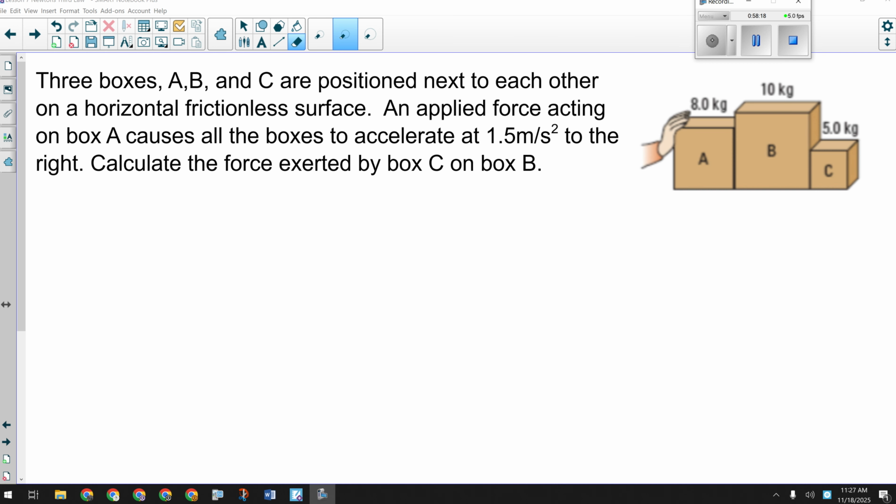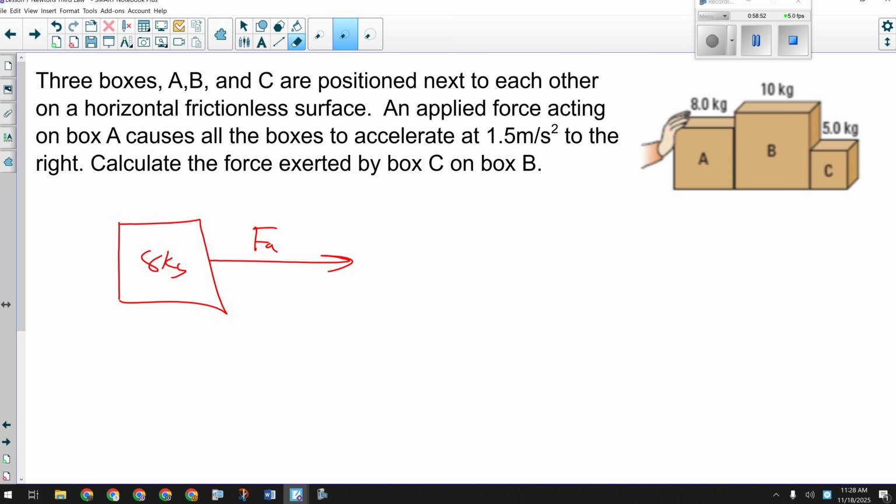Is there anything to do with the first box that's going to help me here? Not really, right? If I'm looking at box A, I know it's 8 kilograms. There's the applied force acting on the entire system, pushing directly on that box. What else is acting on that first box? Gravity and normal force. They offset each other, so they cancel. You're absolutely right.